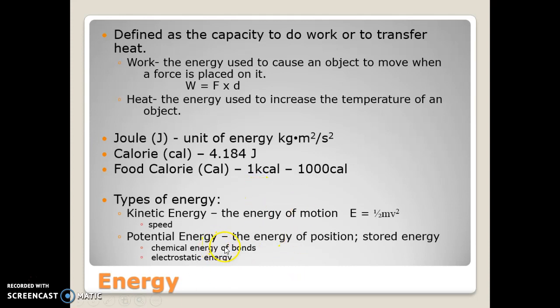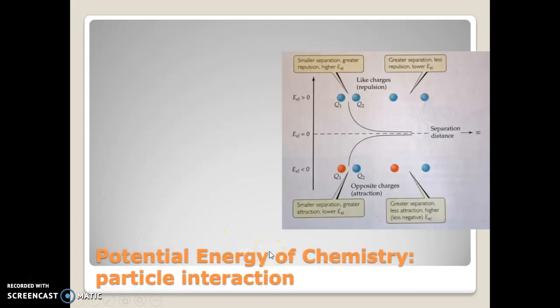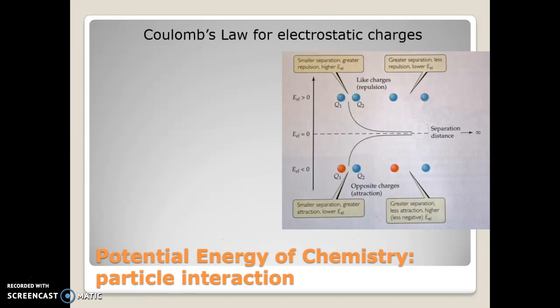All right, so let's focus a little bit on this potential energy. Kinetic energy is easy. We can measure kinetic energy through temperature changes, the speed of the molecules, how hot something is, how cold something is. But potential energy is a little bit trickier. So we're talking about potential energy, which is really the result of particle interaction, using the concept of Coulomb's law. You actually learned this in a sense during first year when we were talking about lattice energy, the attraction between cations and anions in an ionic crystal.